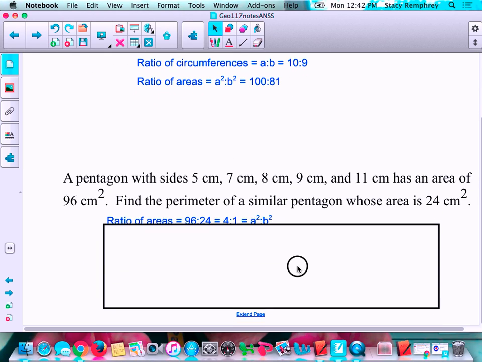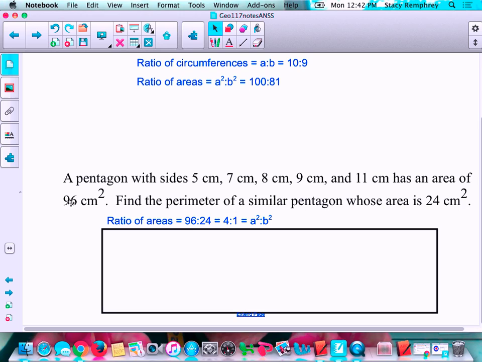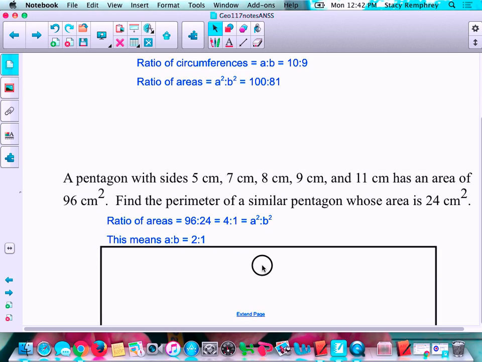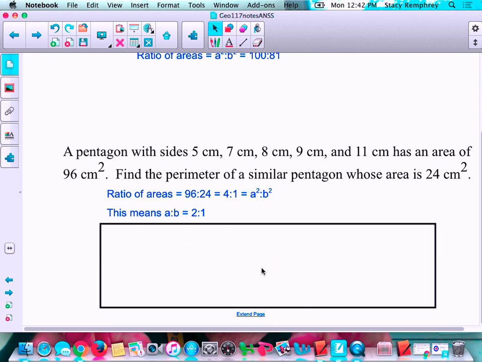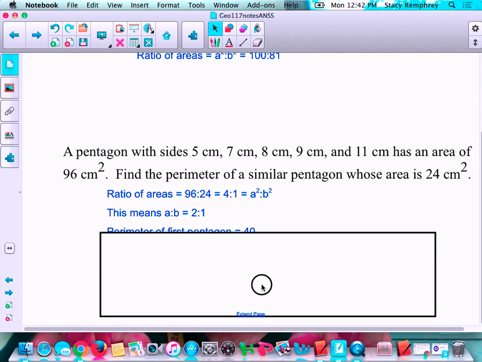In this one, the first thing I did was look at the ratio of the areas, 96 to 24. I simplified that ratio to 4 to 1 and said, okay, and that is important. I would simplify that first down to the lowest terms. 4 to 1 is the a squared to b squared ratio. This means the scale factor is 2 to 1, square root both.